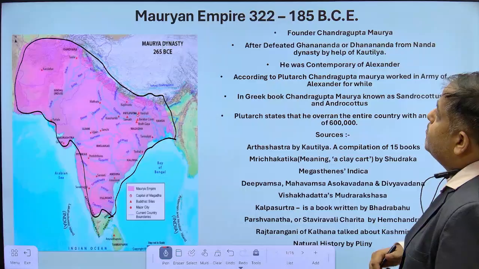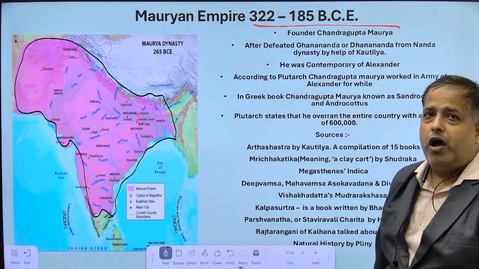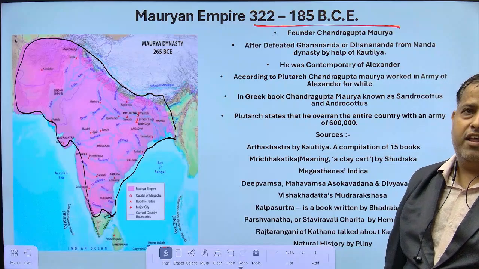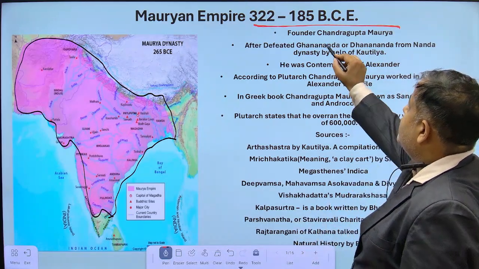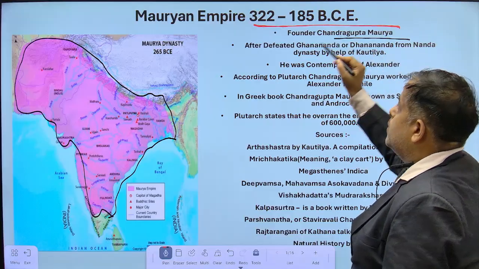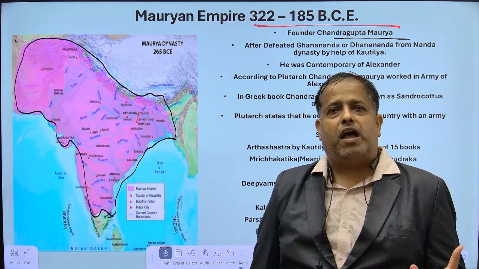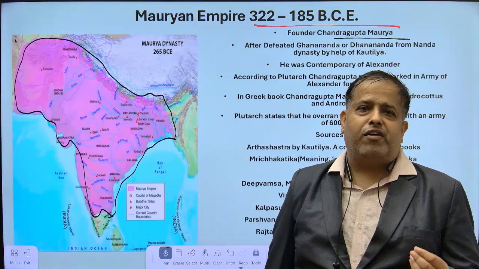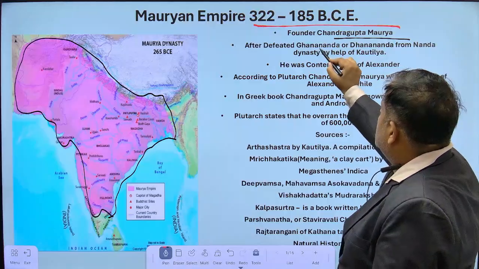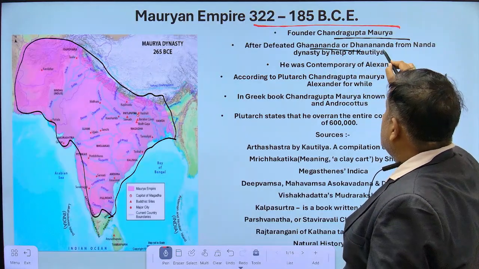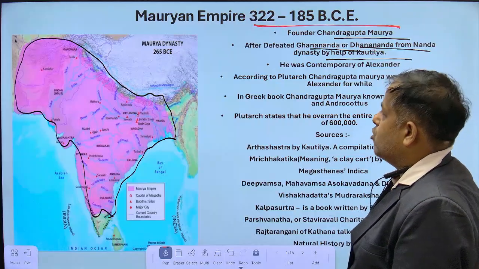The Mauryan Empire existed from 322 to 185 BCE. I hope you are aware that in the before Christ era, or BC era, the time decreases. The founder of this empire was Chandragupta Maurya. Sometimes the question arises who established this empire, so Chandragupta Maurya was the founder of this empire, after defeating Ghanananda of the Nanda dynasty with the help of Kautilya.